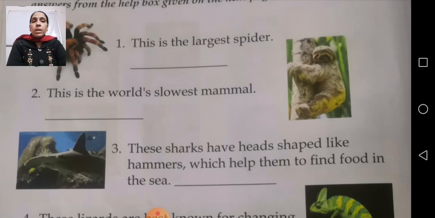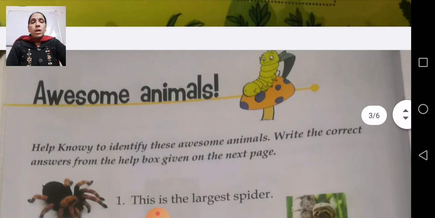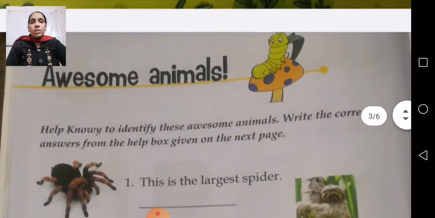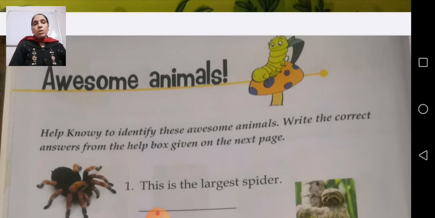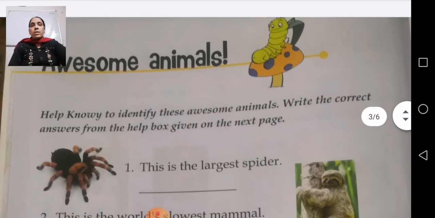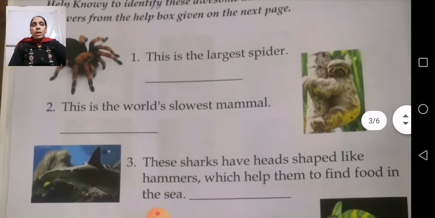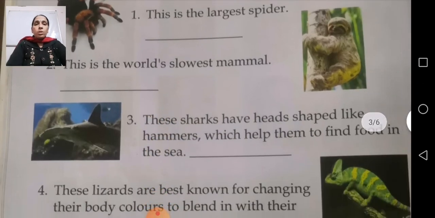These hammer-headed sharks are quite important, and are very helpful to find food in the sea. So children, that we have done. Now these useful plants we have finished in this video, and I've already started with awesome animals. I'm reading out the questions, and then I'm going to make you understand the answer. Now number 3, these sharks, I have explained.